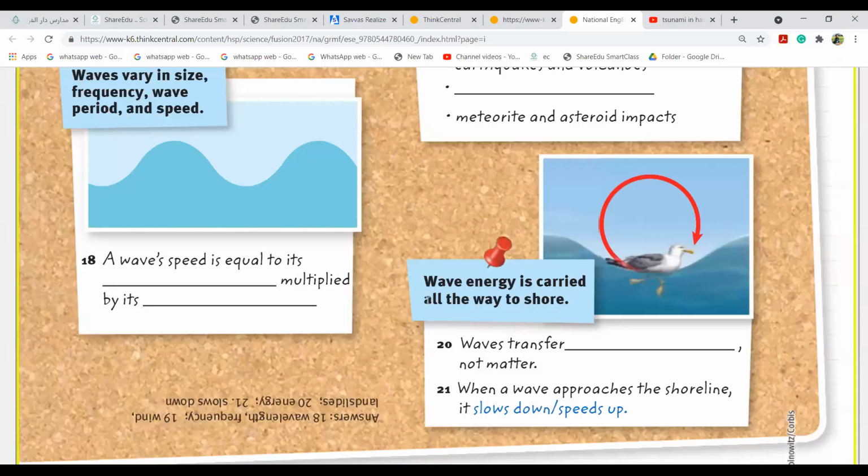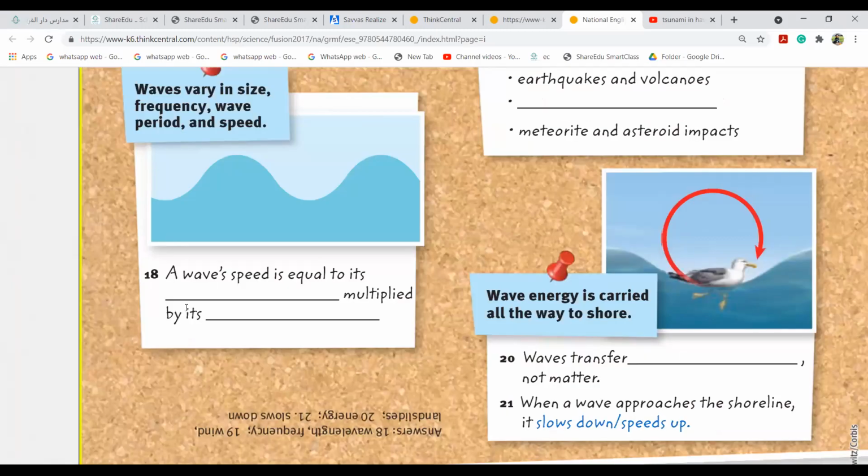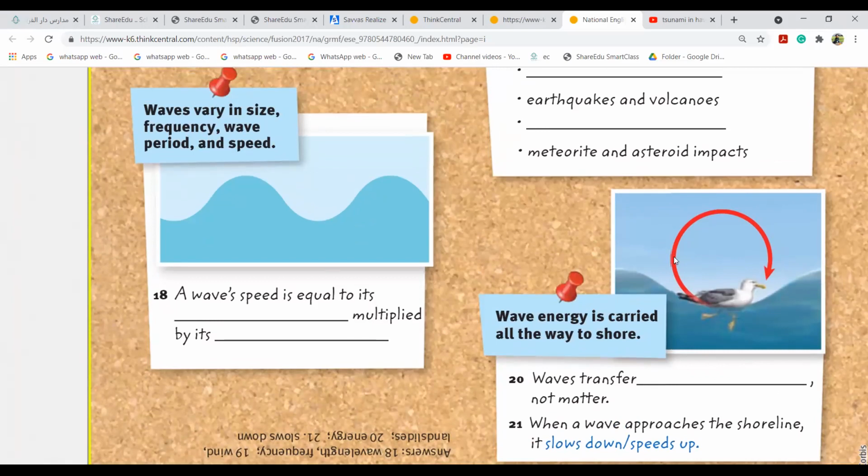Anyways, that's it. So let us go for page number 76. Wave speed is equal to frequency multiplied by wavelength. You have to multiply the wavelength. You remember I told you what is a wavelength? I have said you before that if this is the difference from here to here, this is called the wavelength. So how do you calculate the wave speed? By multiplying this with the frequency. If I multiply the frequency with the wavelength, I get the wave speed.